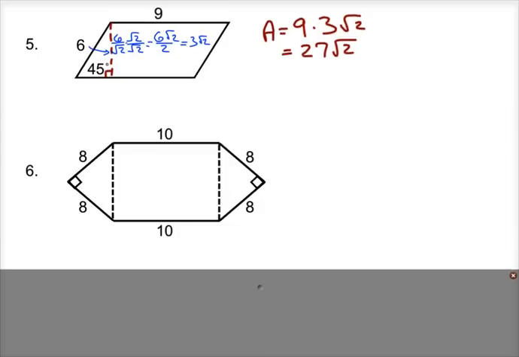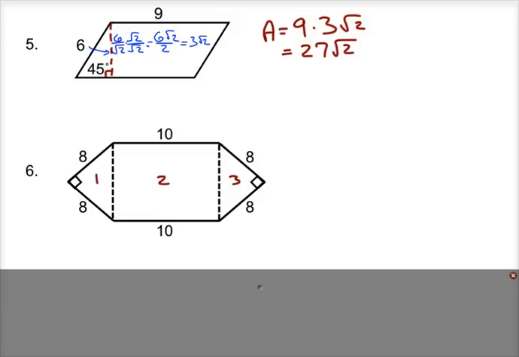Number 6. I noticed that there's 3 separate shapes in here. I'm going to call them shape 1, 2, and 3. I notice the end pieces are both triangles, and they're the same size, and then in the middle I have a rectangle. If I look at shape 1 and 3 right now, I can see that they're triangles.